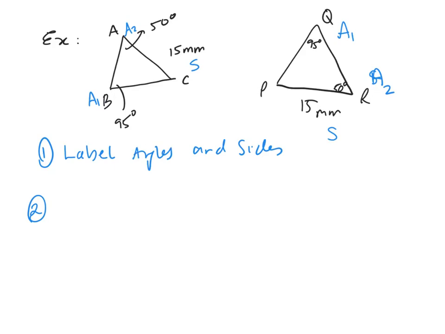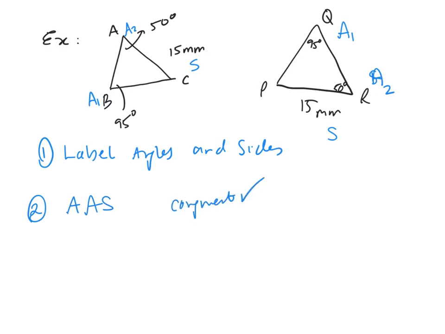Step 2 is now to determine what rule I could use. Well, I have 2 angles and a side, which means I could use angle, angle, side. Now, having a quick glance, angle 1 and angle 1 in both triangles are 95. Angle 2s are 50 and the side is 15 millimeters. So I know that they're going to be congruent.